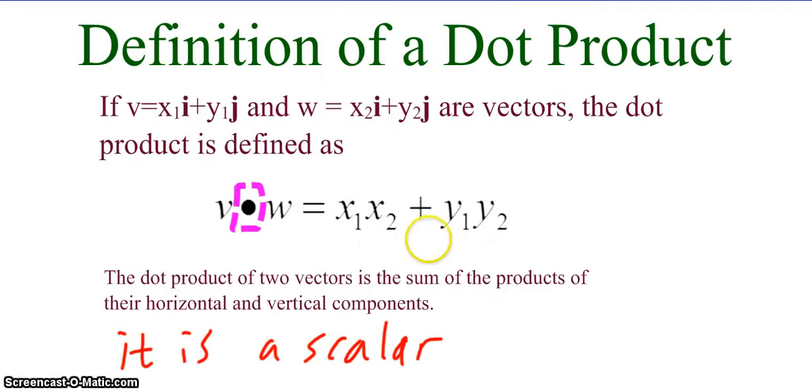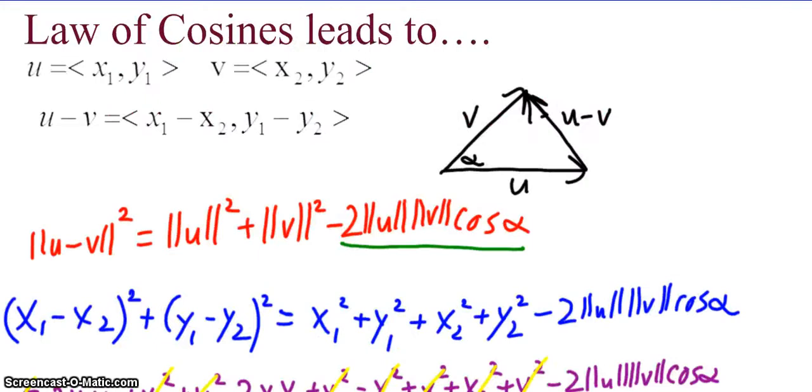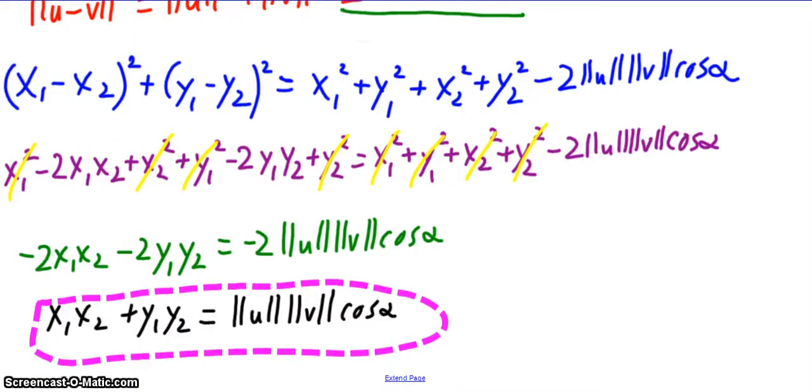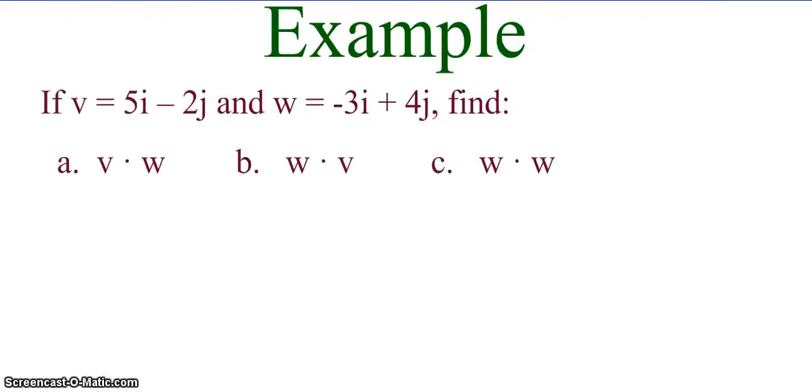Also, going back here real quick, sorry, I didn't even connect it to what we did with the law of cosines. Notice that our result here, this part, that's the dot product. So the magnitude of u times the magnitude of v times the cosine of alpha is also the dot product. Alright, so now I want you to find these dot products. Pause the video, find them, and unpause when you're ready to check your work.